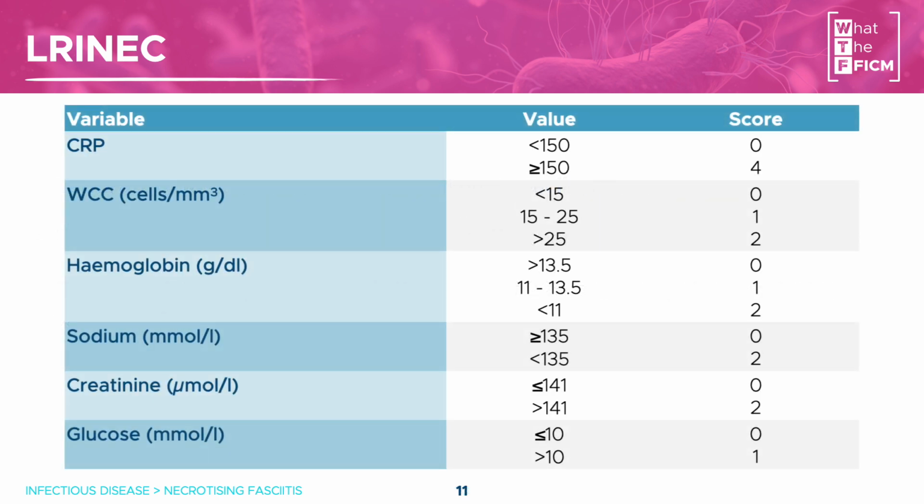Now, the risk score includes measurements of CRP, white cell count, hemoglobin, sodium, creatinine and glucose. These are all blood tests that you would expect as part of a routine set of admission bloods for a patient presenting to hospital with a possible infection, and the results are usually available fairly quickly.